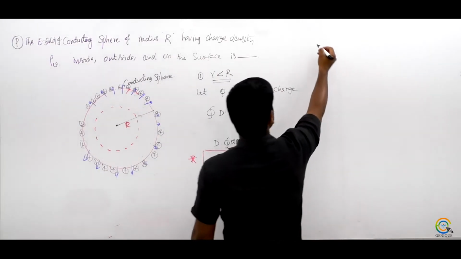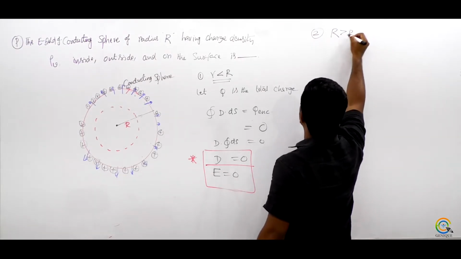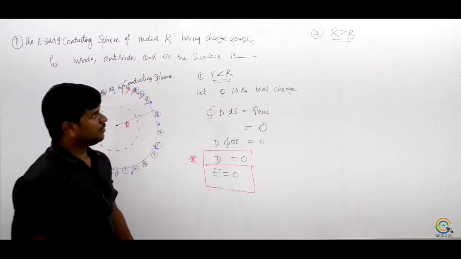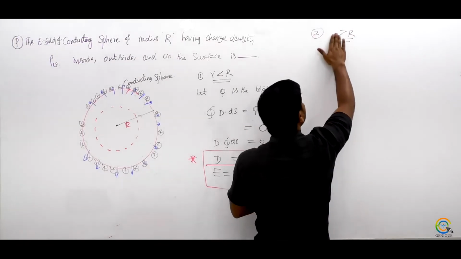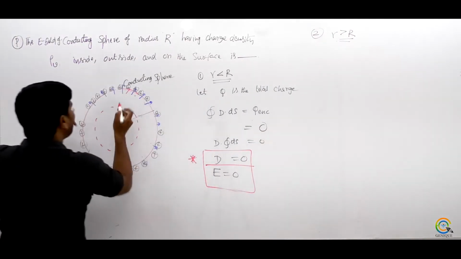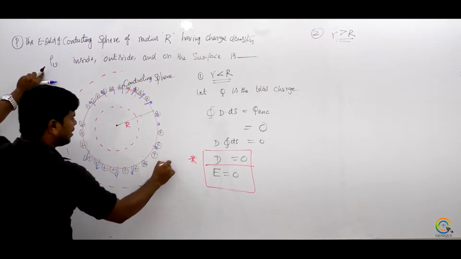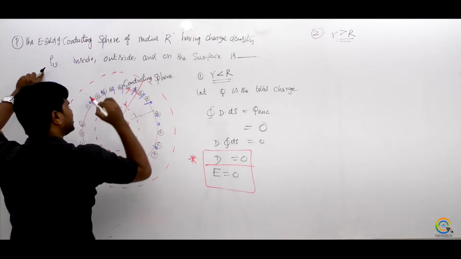Okay. What is the second one? If r is greater than R, what happens? Smaller r greater than R means outside. So outside means I have to consider this Gaussian surface now. I want to find the electric field intensity at this r.